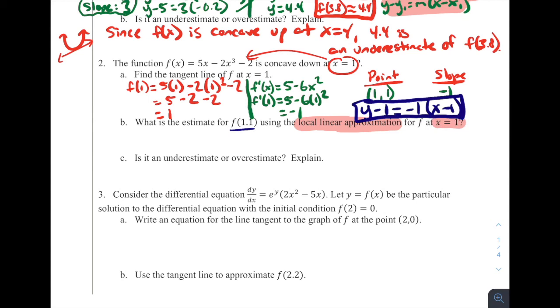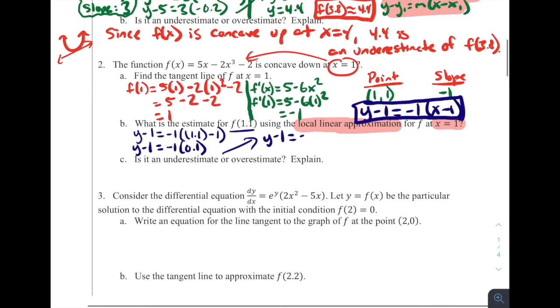So we're going to take that equation that we had and plug in x equals 1.1. So y minus 1 is equal to negative 1 times 1.1 minus 1. Again, these are set up really nicely to be able to do without a calculator, so let's do it. Y minus 1 is equal to negative 1 times 1.1 minus 1, which is 0.1. And then we've got y minus 1 is equal to negative 1 times 0.1, which is negative 0.1.